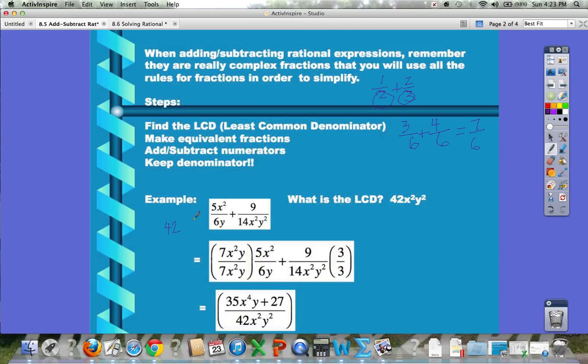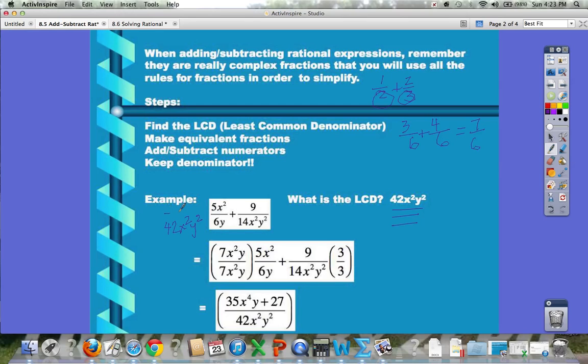Okay, 42, and we have a y here, and we have y squared, so it has to be at least y squared, and we have to have an x squared also. So that is going to be your LCD. We have a y in this, but we don't have x squared and the y squared, so that's why it has to be 42x squared y squared.